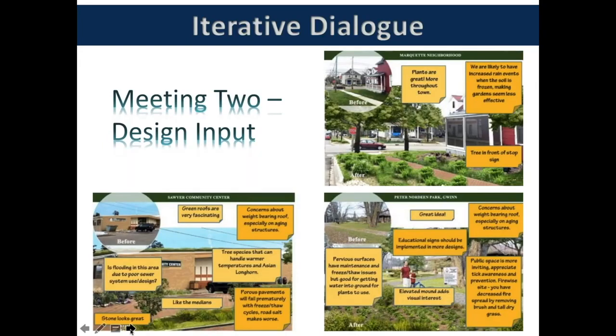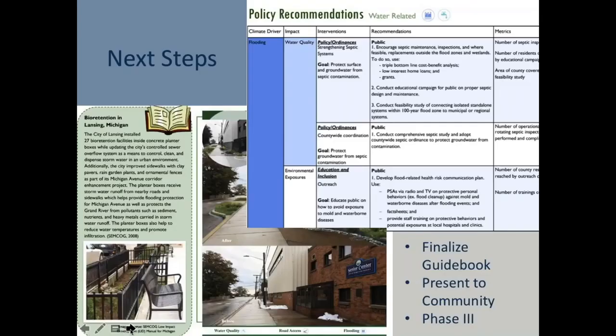So we showed those images to the community during the second meeting to find out what they liked, what they thought could be improved, and if we missed any critical locations or recommendations. The attendees had the opportunity to directly comment on the images and also talk with our team. So with several rounds of feedback in hand and more deliberation with the Climate Adaptation Task Force, we decided to break up the final adaptation guidebook into three volumes.